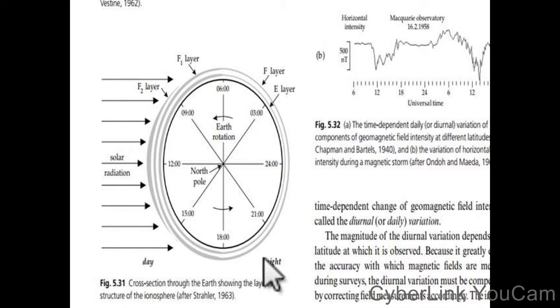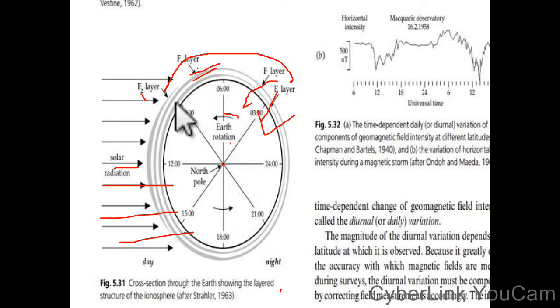It is a cross section through the Earth showing the layered structure of the ionosphere. North Pole, Earth rotation, solar radiation. F1 layer, F2 layer, F layer, it is divided into F1 and F2. It is the day, it is the night.